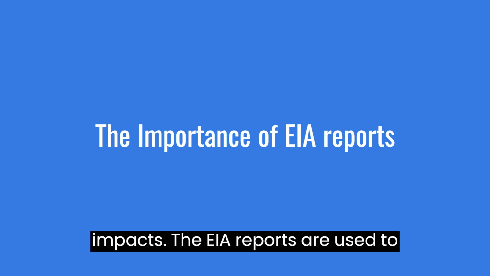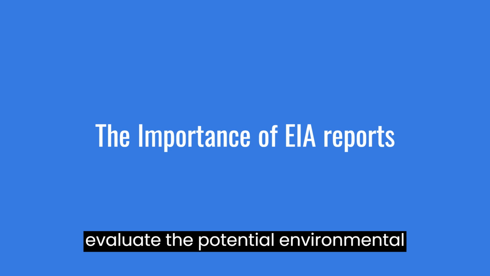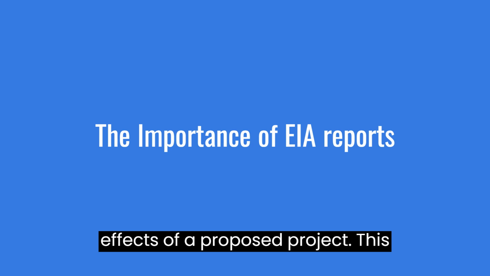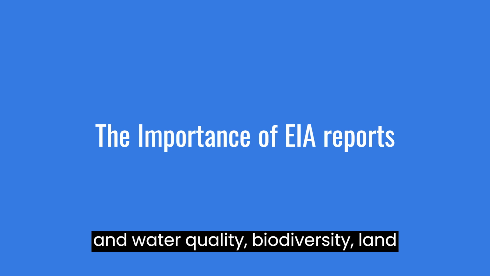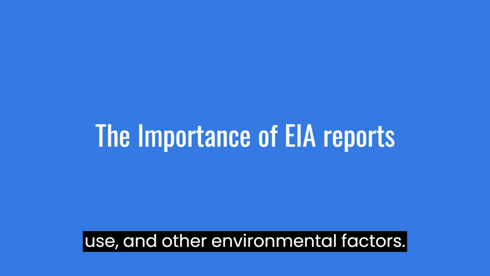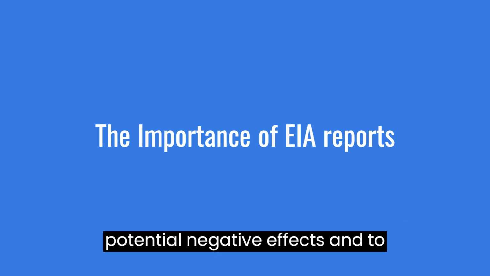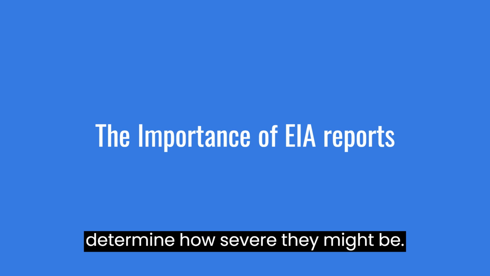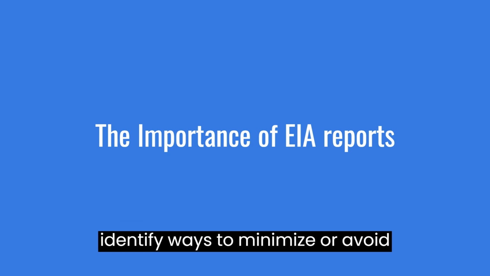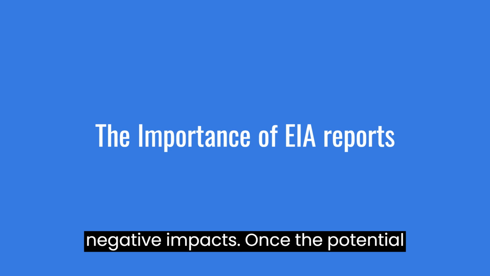EIA reports are used to evaluate the potential environmental effects of a proposed project. This includes assessing the impacts on air and water quality, biodiversity, land use, and other environmental factors. This assessment helps to identify any potential negative effects and to determine how severe they might be. EIA reports are also used to identify ways to minimize or avoid negative impacts.